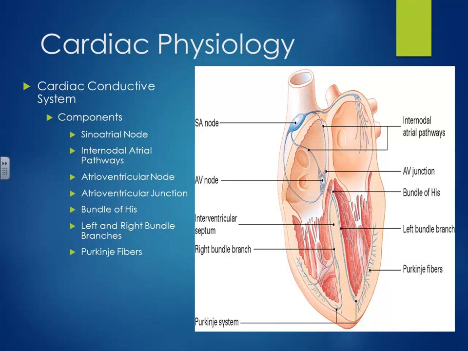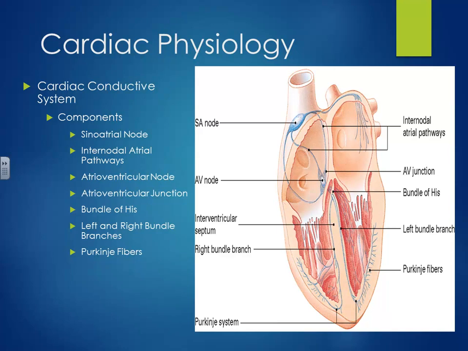So the SA node fires. The SA node is just located on the right side, right? Does the right atria contract and then the left atria, or do they contract in unison? So it fires and it goes down the internodal atrial pathways, right? So it allows the atria to contract together and the ventricles to contract together. Now each chamber is doing its own specific job, but they're working together, right?